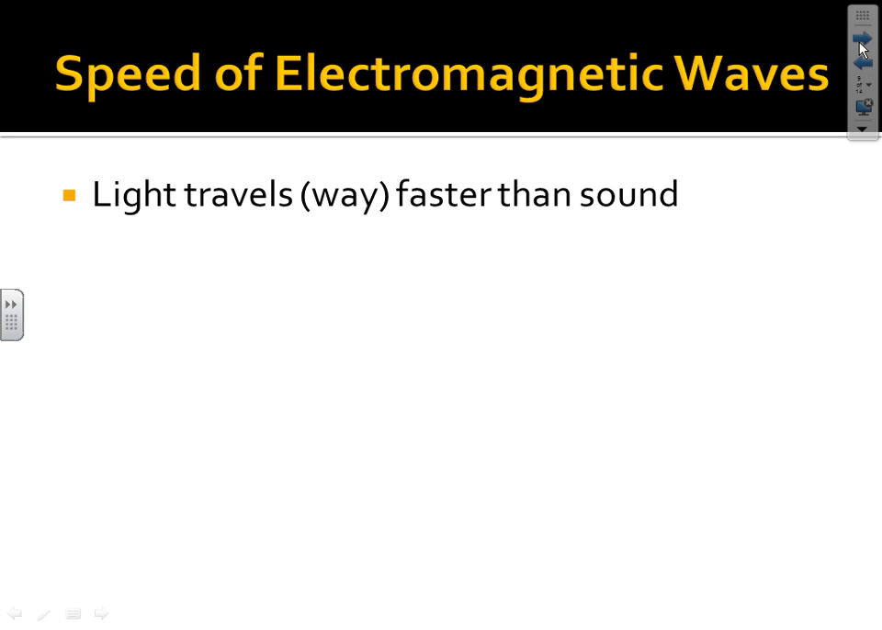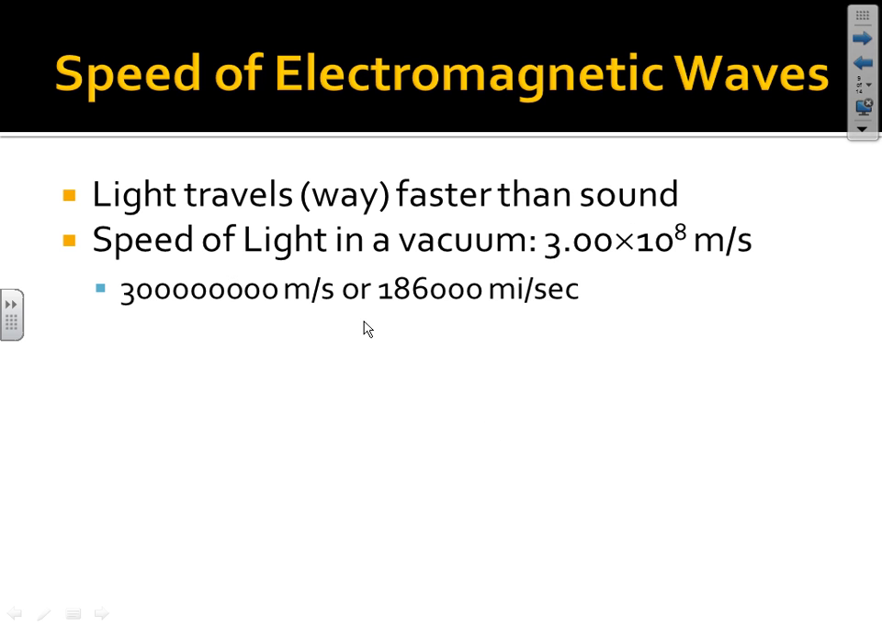Lightning is a light wave, and thunder is a sound wave. So you see lightning first, you hear thunder after that. Why? Because light travels way faster than sound. But what we find out is that the speed of light in a vacuum is 3.00 times 10 to the 8th meters per second.